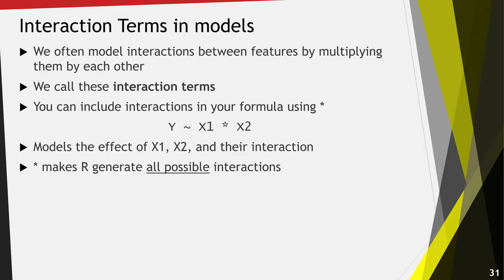You can include interaction terms in a formula using the asterisk, the multiplication operator. So in this example that I have here, my formula is the label y is a function of x1 interacted with x2. This model is going to include the effect of x1, x2, and the interaction of those features. What this is saying is that when you use the interaction operator, R is going to generate all possible interactions.